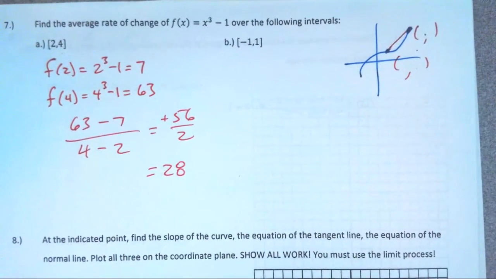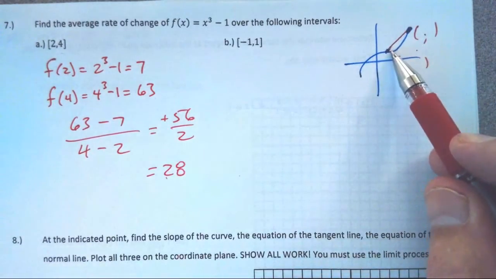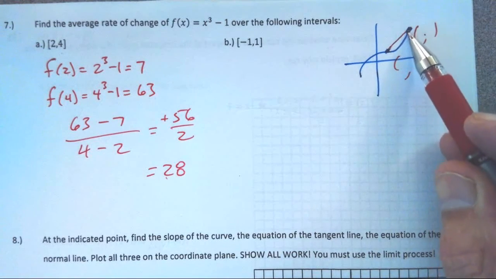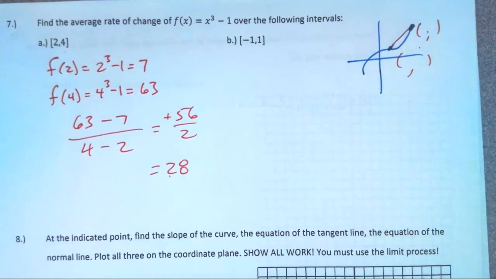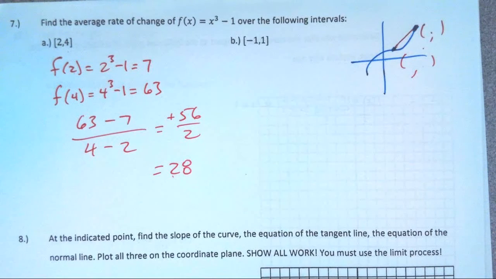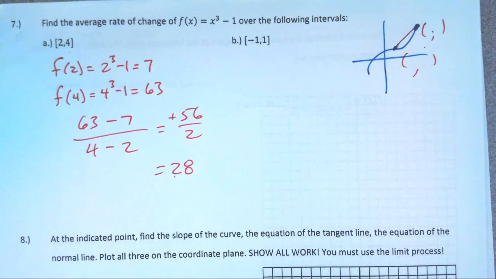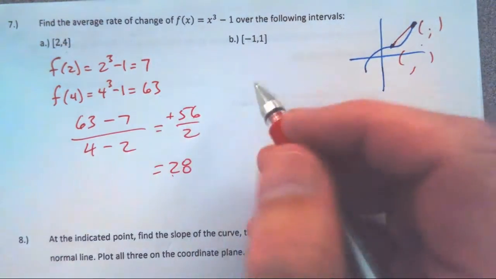That's the average rate of change. It doesn't mean that's the rate the whole time. Here it might be flat and then get really steep. The average speed on a trip from here to St. Louis might be 65 miles an hour, but it doesn't mean you got in the car, turned it on, and started going 65 instantly. That would not be a good situation. All right? Same thing here.